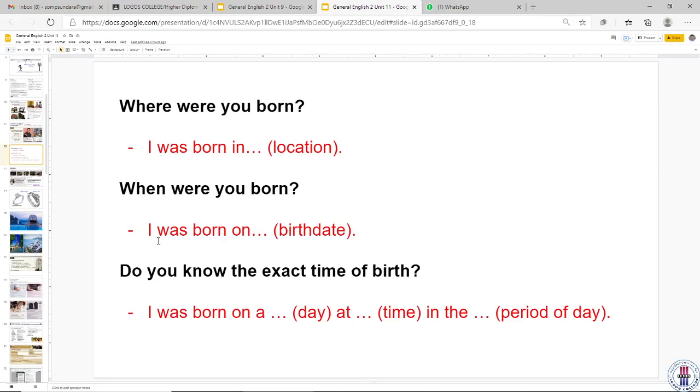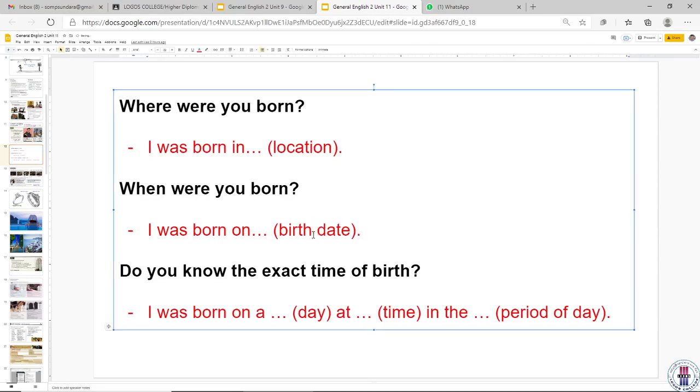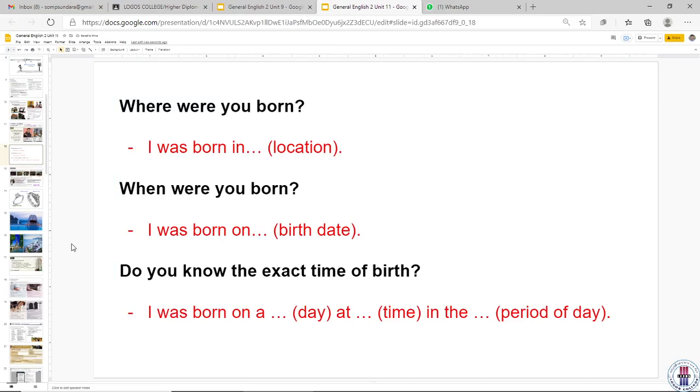When were you born? I was born on what day? All right, your birth date. When is your birthday? Do you know the exact time of birth? All right, I was born on what day? At what time? In the morning, in the afternoon, in the evening? All right, what period of the day? So that's how you would answer those questions.